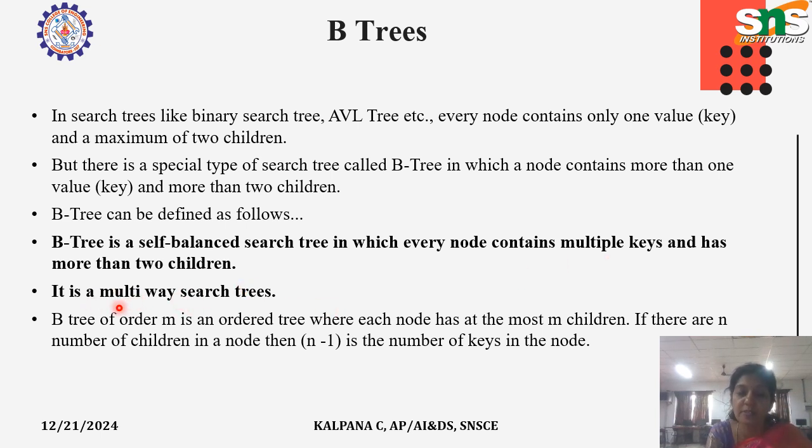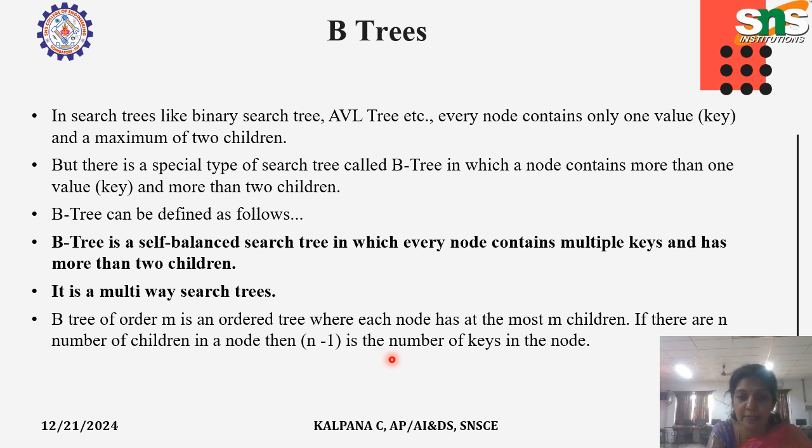So this comes under what? Multi-way search trees. And one more thing, for a B tree we say order. Order M is an ordered tree where each node has at most M children. If the order of the tree is M, we can have at most M children. That is, if the order is 4, we can have at most 4 children. And if there are n children in a node, then n minus 1 is the number of keys. That is 4 minus 1, 3 keys we can have in a node.